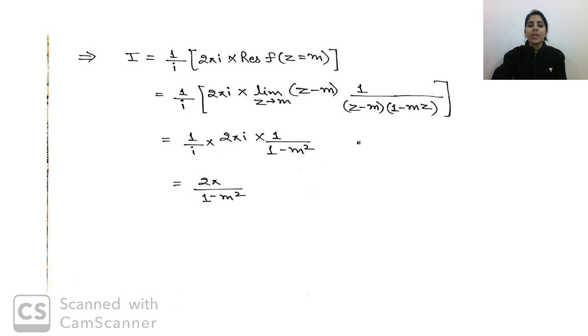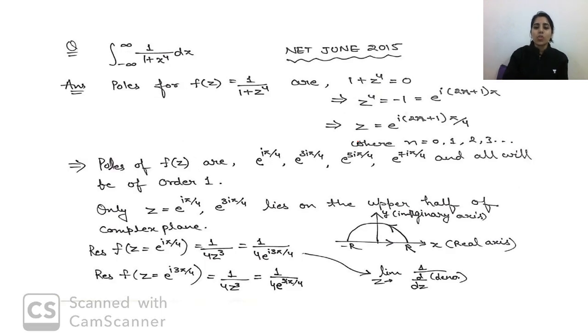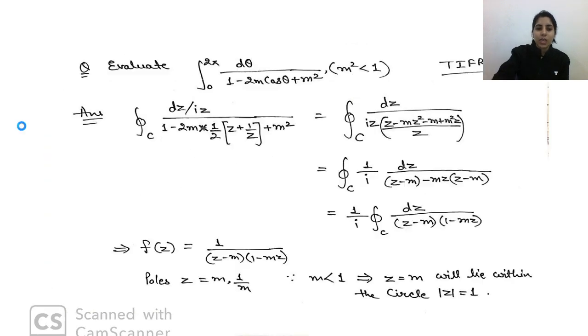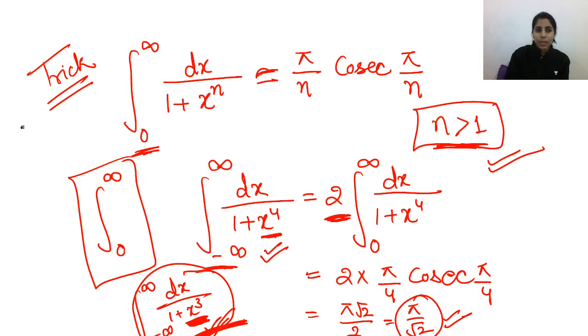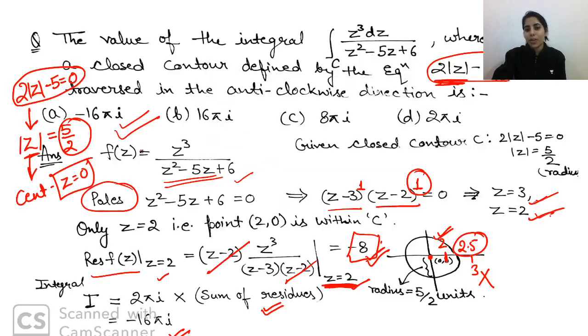So guys, here I have discussed this question in our previous class, the detailed method and the trick as well. So what was the trick? The trick was, it's mentioned here as well: integration from 0 to infinity dx upon 1 plus x to the power n equals pi by n cosec pi by n, when n is greater than 1. And the limits of integration, you need to focus on this thing. We have already done the detailed discussion about this trick in our previous session.